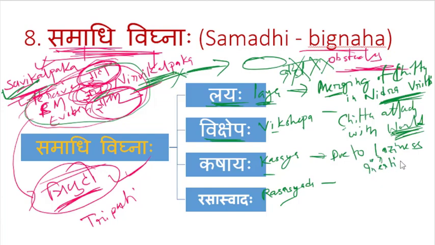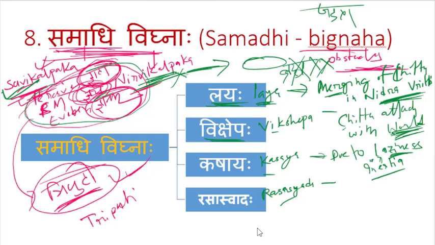Jarata, we say, comes from the tamoguna. So your tamoguna is getting high, in excess, so inertia comes, laziness comes. Due to that, you are not able to attain the Brahman, the higher state. Attaining Brahman is the aim, and you are not able to attain that.